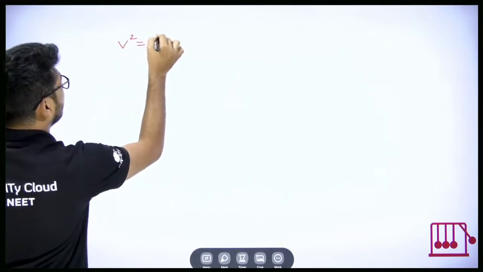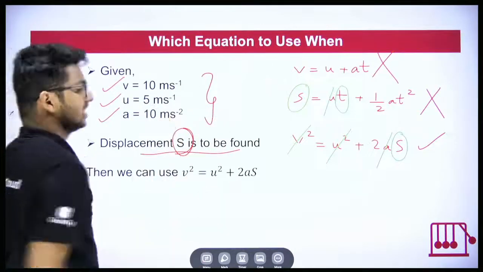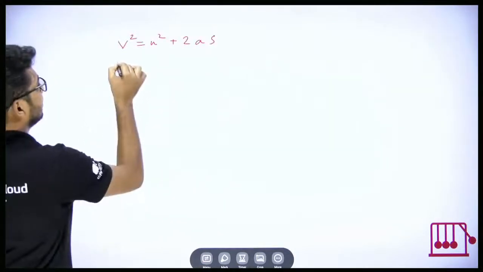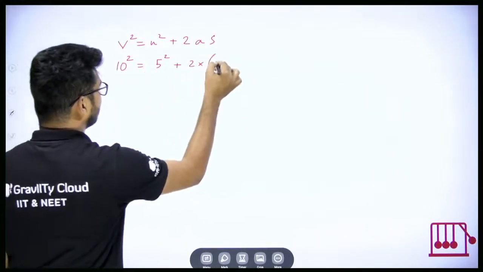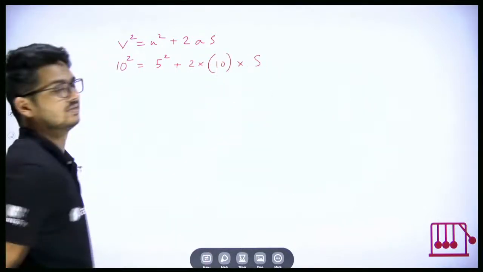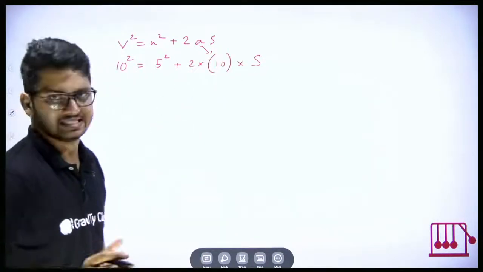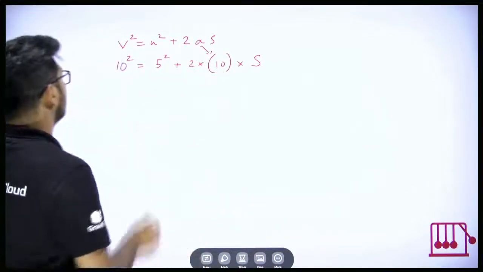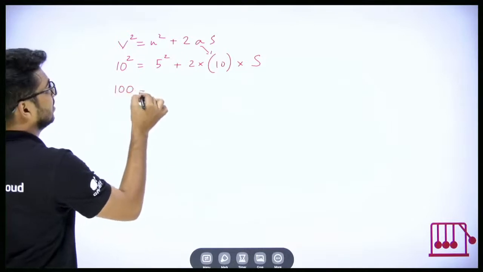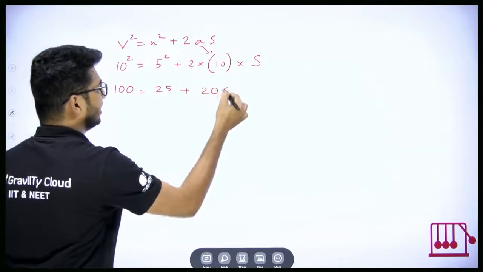Okay, let's try finding it out. We have V square is equal to U square plus 2AS. V is given as 10, U is given as 5, A is given as 10. So 10 square, plus 5 square, wait, U is 5, 5 square. Plus 2 into A, which is 10, into S. I'll leave S as S itself. You write down the formula, substitute, then solve. What is 10 square? 10 square is 100. What is 5 square? 25. 2 into 10 is 20. 20S.